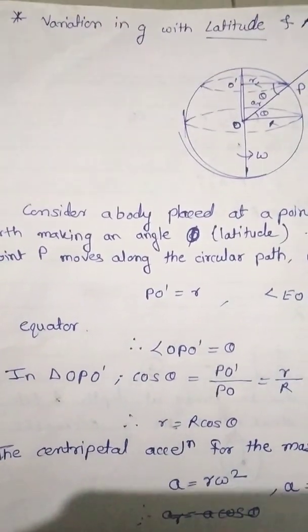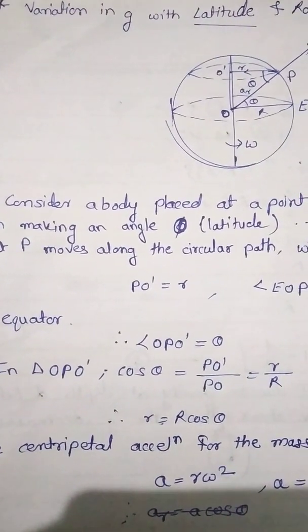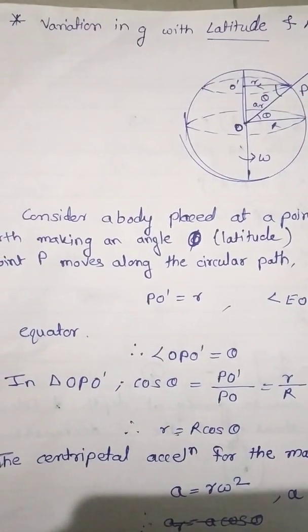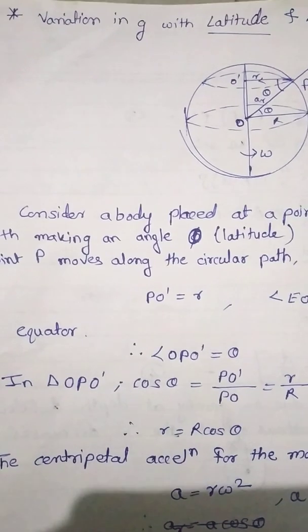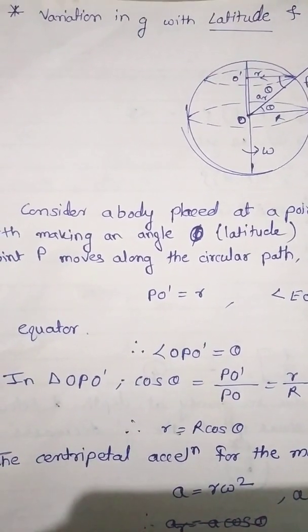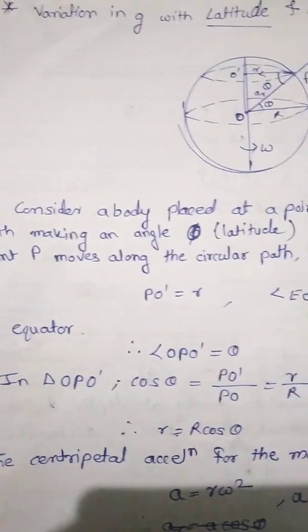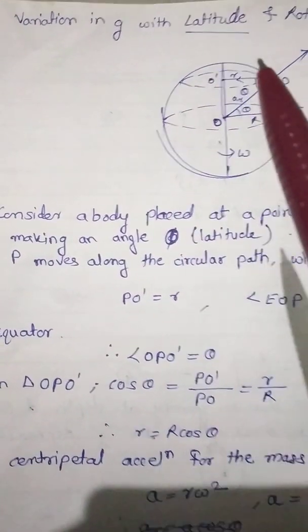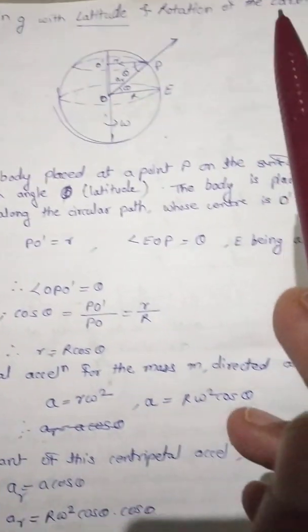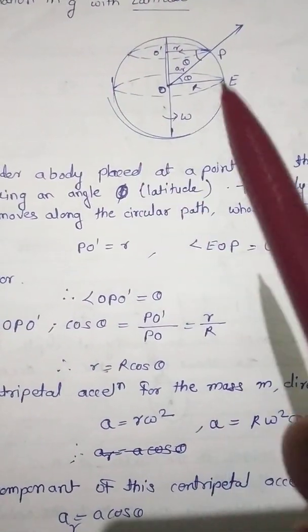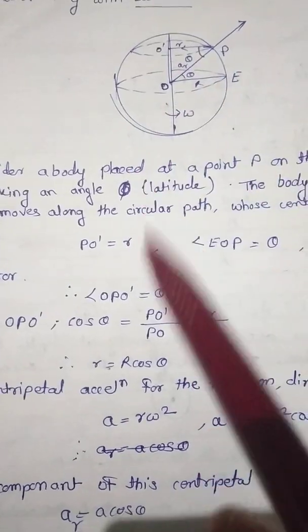Hello student, we already learned in the last topics about variation in g with altitude and depth. Now our next point is variation in g with latitude and rotation of the earth. Now the earth rotates about its axis.